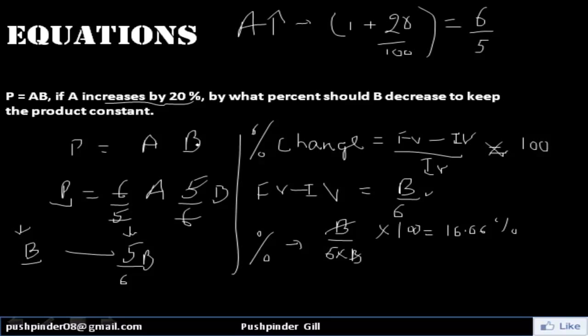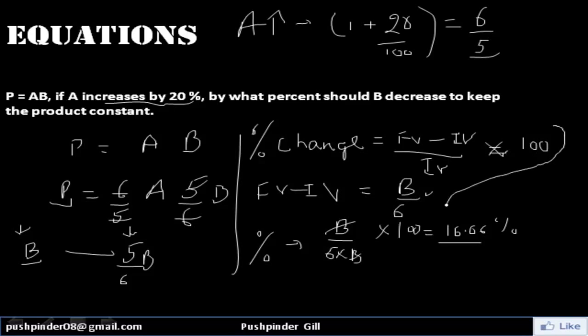So P is equal to A into B. If A gets increased by 20%, it gets multiplied by 6 by 5. That means B has to get multiplied by 5 by 6. Getting multiplied by 5 by 6 means decreasing by 1 by 6, which is equivalent to 16.66%.